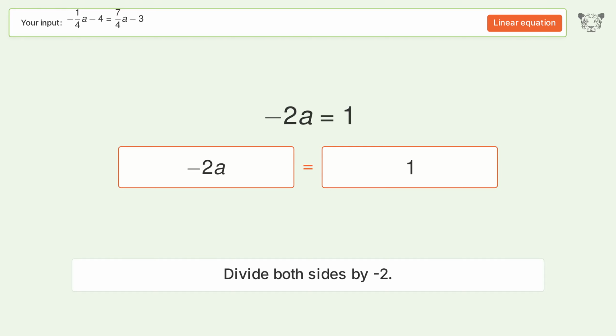The variable coefficient is negative 2. Divide both sides by negative 2 to leave the variable alone. That gives a equals negative 0.5.